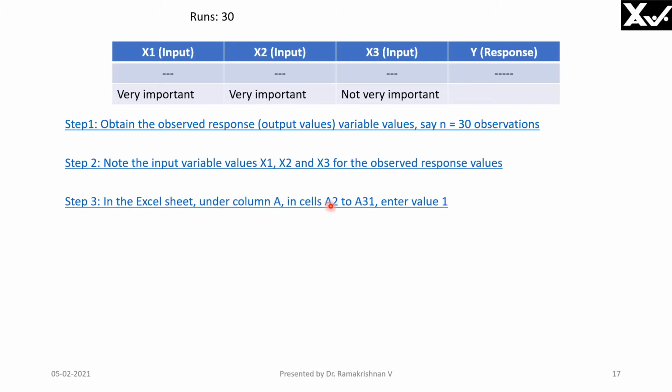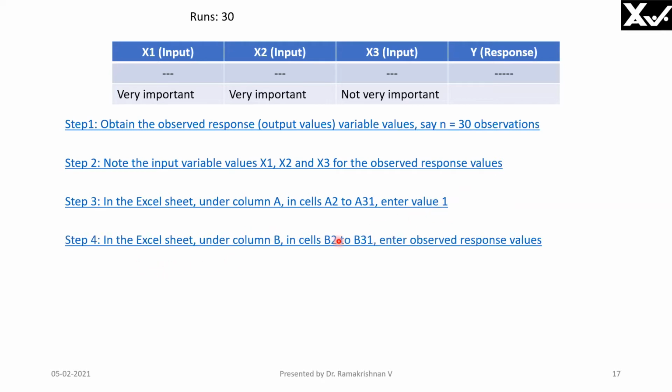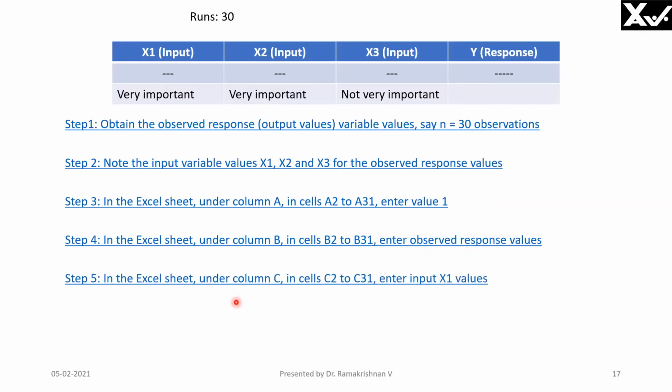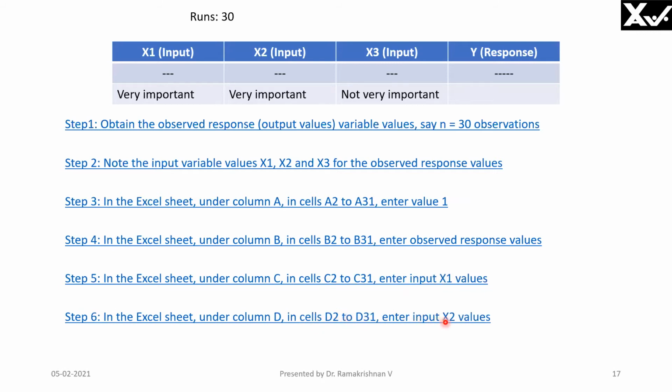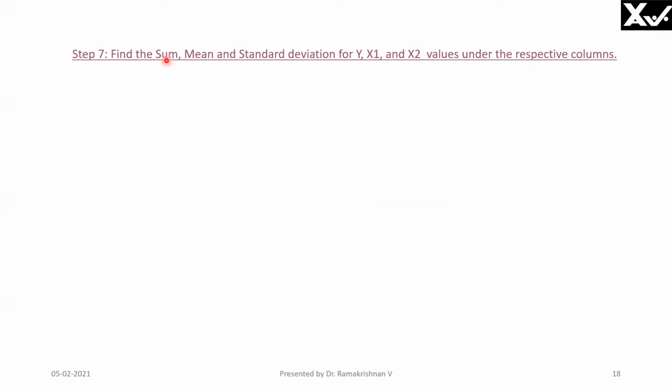Now, in the Excel sheet under column A, I am putting the value 1. This is to get the Y values in a vertical line. I have explained it in the previous video, and shown it in the previous slide. You can go through that. And in the Excel sheet under column B, I'm going to put the Y variable values, that is the response values. In column C, I'm going to put X1 variable values. In column D, I'm going to put X2 values. Then I'm going to find the sum, mean, and standard deviation for Y, X1, and X2 variables here.